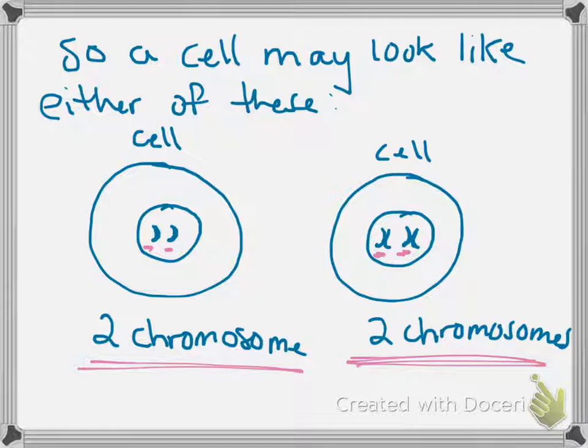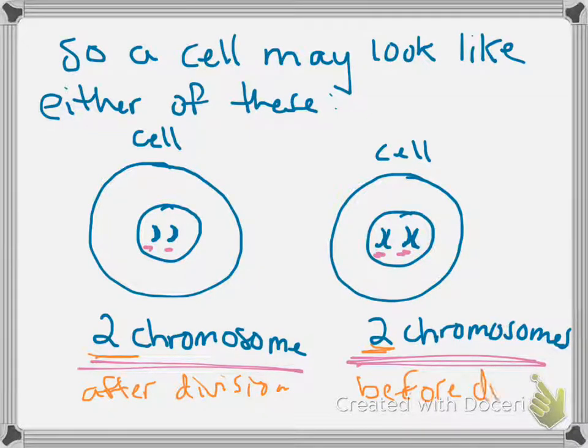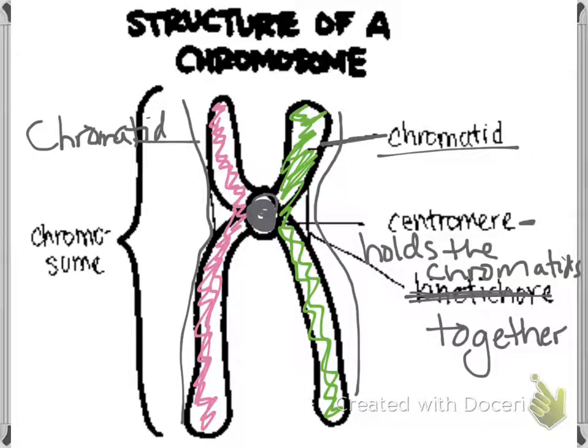So a cell may actually look like this, or like this one over here. Both of them are said to have two chromosomes. Again, this would be after division, and this one is going to be before, because we have the two halves of the chromosome still there before division. So again, here we have the sister chromatids. One side's in pink, one side's in green. Then the centromere is right here, holds the chromatids together.